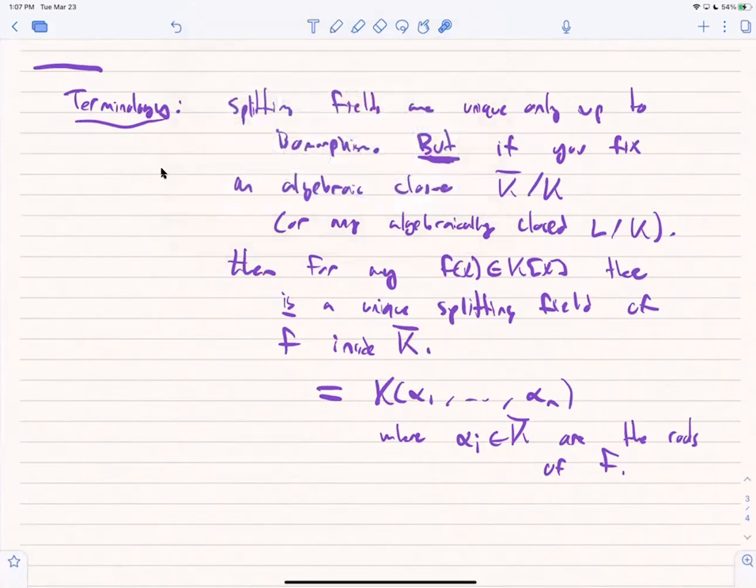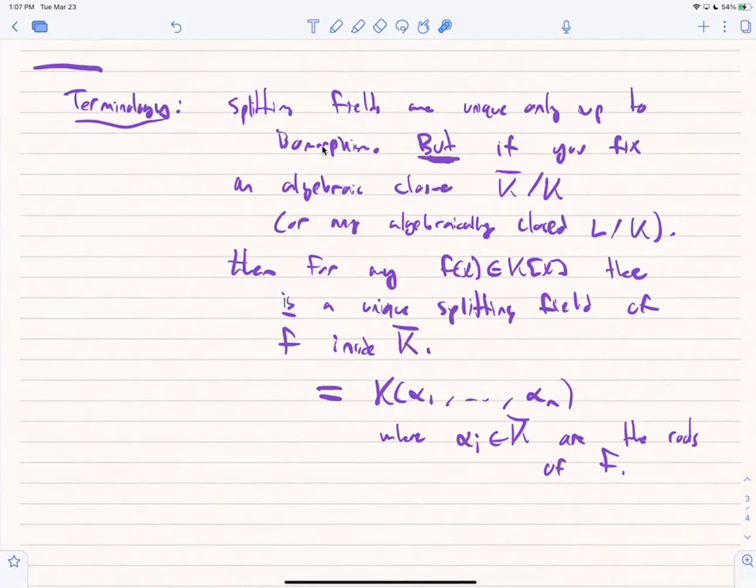But of course, what you're doing when you do that is you're making all of your choices at once. Choosing an algebraic closure is like fixing all of these choices of isomorphisms between splitting fields in some sense. Essentially, fixing an algebraic closure is equivalent to giving the data of a distinguished splitting field for every polynomial.